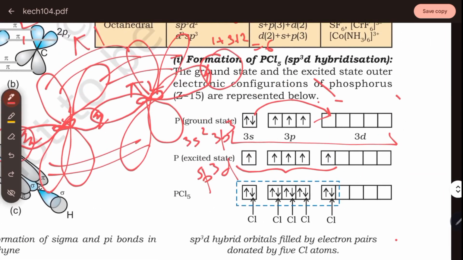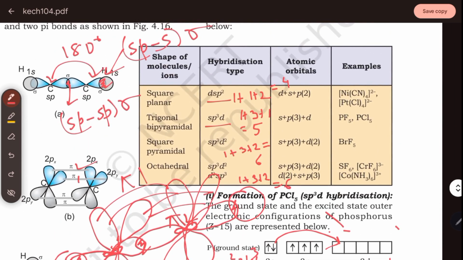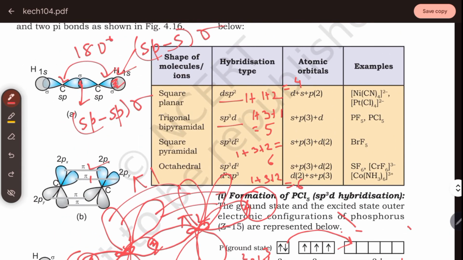Like PCl5, it is forming 5 sigma bonds. 5 sigma bonds means 1s, 3p and d. So sp3d. That is trigonal bipyramidal. Now you may think that a tetrahedral geometry is also there. That also has 4. But a square planar also has a hybridization type with combining atomic orbitals 4. Now remember, in a square planar geometry, there is involvement of a d orbital.